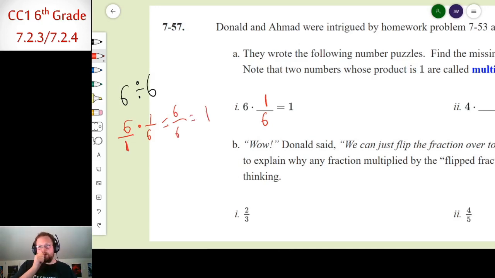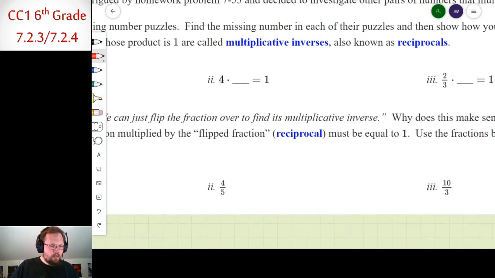So these values are called reciprocals. A reciprocal to 6 is 1 over 6. And when you multiply a number by its reciprocal, you get 1. The reciprocal to 4 is 1 over 4. And you could also think of it as, what is a quarter of 4? 4 divided by 4 is 1.